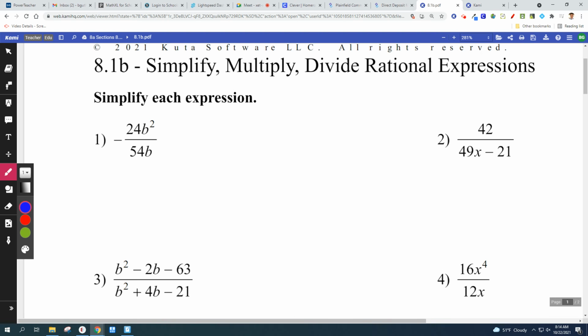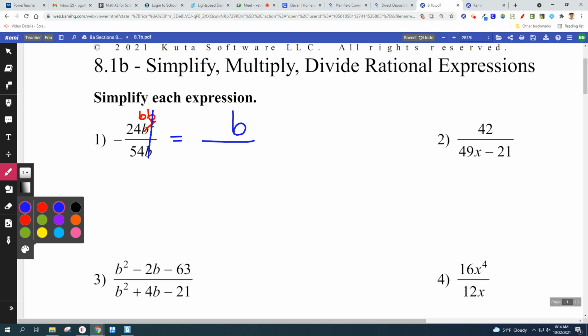8.1, we're going to simplify rational expressions again, and that's going to include multiplication and division. Basically, we're reducing fractions. So when we look at number 1, we know that b squared is like b times b. And so what happens here is this b on the bottom is going to cancel only one of those b's on the top. And so whatever this fraction reduces to, we know there's going to be a b on the top. Other than that, we reduce the fraction like we would reduce any other fraction.